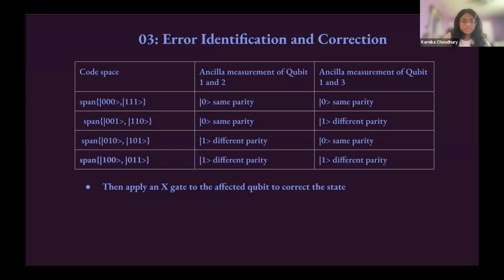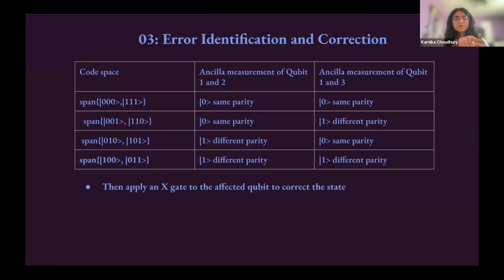Now that we've made the parity measurements, we have these register states that show us where the error occurred. To understand the logic, let's look at the second row, the second code space spanned by 001 and 110. The first and the second qubit have the same parity, but the first and the third qubits have different parity. If the original qubit was 000, and the first and second qubit are now the same, but the first and third are different, then where did the error occur? The third one, because the first and the third are now different. Just by using this logic, it is obvious that the third qubit is where the error occurred.